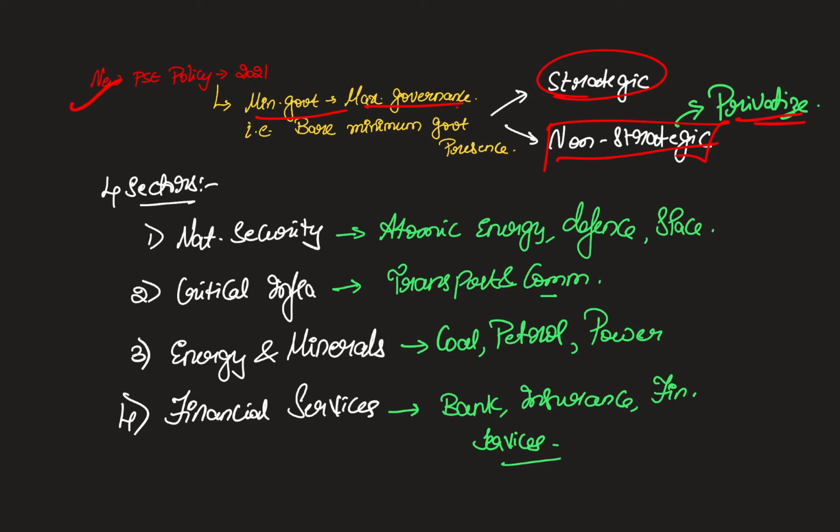They should be shut down if they are not making profits, except four sectors which were reserved as strategic because they hold significant importance for the growth of our country and national security. Those include national security, critical infrastructure, energy and minerals, and financial services. So these are the industries which come under these broad categories, which are not left for privatization.